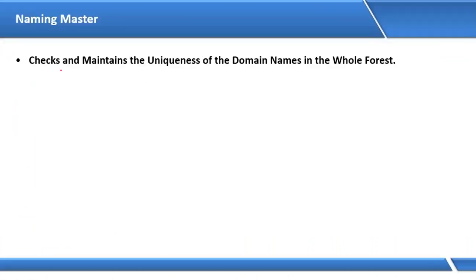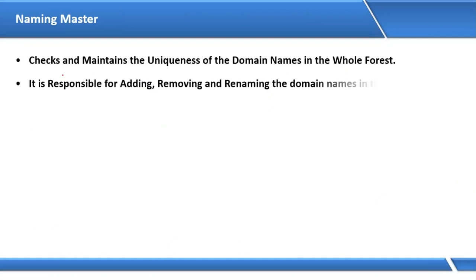The first job is what? It checks and maintains the uniqueness of your domain name in the whole forest. This is the first job. The second job is what? It is responsible for adding, removing or renaming the domain in the whole forest.